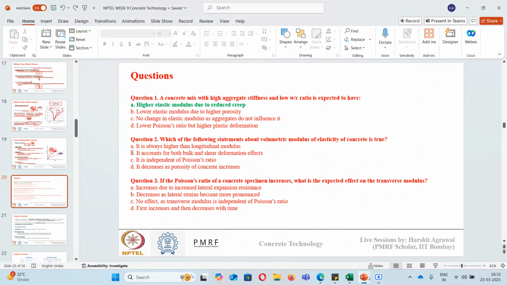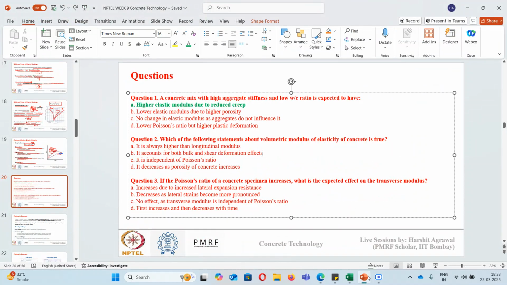Okay, so let's see the answer. For the second question, the correct answer is B. Why? The volumetric modulus that we are talking about here is also known as the bulk modulus, and it relates how a material deforms under a uniform pressure, like a hydrostatic stress. This pressure includes both compressibility, since it is acting from all sides. So it will include both compressibility, that is the bulk response, and the shear resistance of the material. So that's why it accounts for both bulk and shear deformation effects.